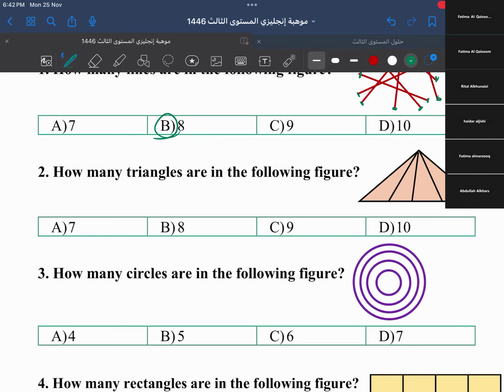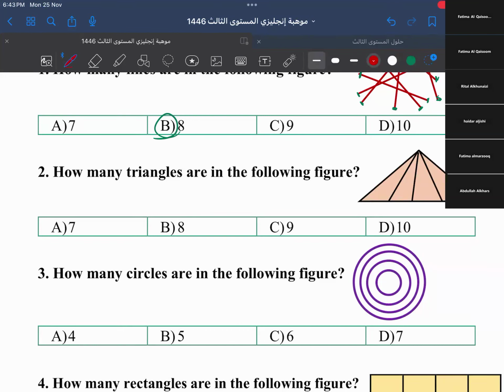What do you think? Give me a guess. 5. So you counted 1, 2, 3, 4, and the big one is 5. Yes, that is actually half the answer. Here you also have this as a triangle. You have also this as a triangle. You also have this as a triangle and this one. So how can I not miss any triangle while counting?